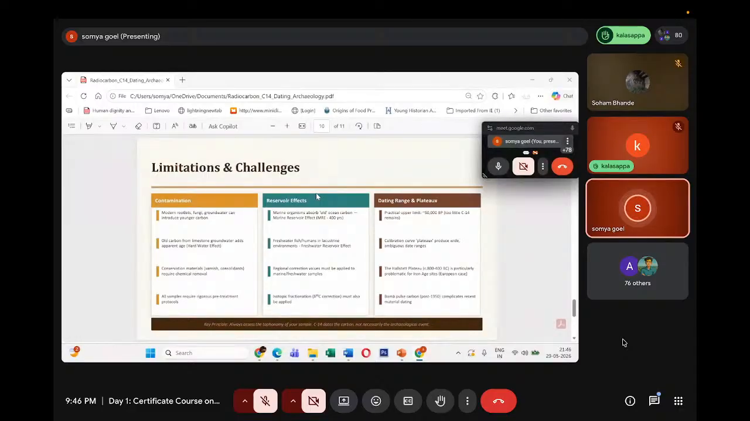For the Indian context, particularly, I believe the samples from the coast of Gujarat, Konkan, Tamil Nadu, Orissa, etc., the marine shells also, these samples should be treated properly, and they need reservoir corrections as well.